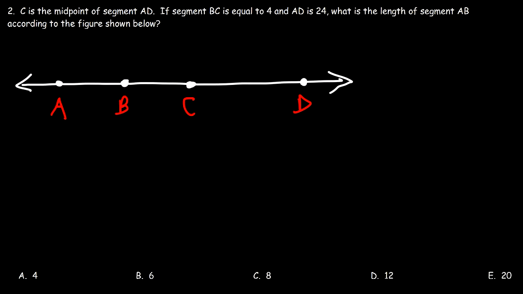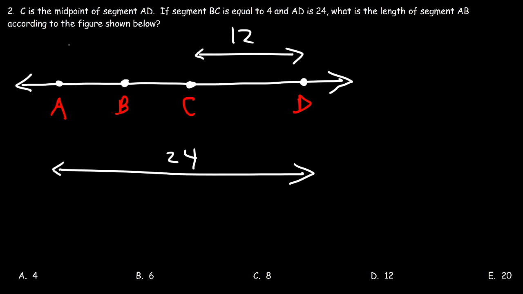Number 2. C is the midpoint of segment AD. If segment BC is equal to 4 and AD is 24, what is the length of segment AB according to the figure shown below? So we know that AD is 24 units long, and C is the midpoint of AD, which means that CD has to be 12 and AC has to be 12. Now BC is equal to 4. So what is AB?